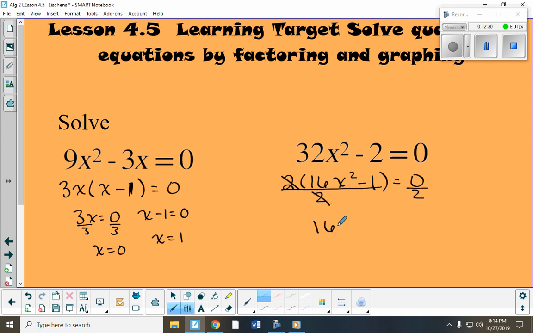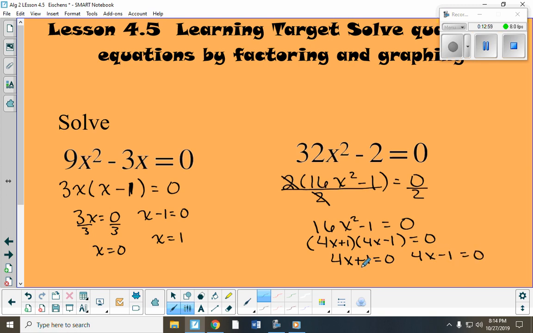So that would be 1 times 16x squared minus 1. 0 divided by 2 is 0. So when there is a constant out front, just divide that out from both sides. Now, this, if we notice, 16 and 1 are both perfect squares, so it's the difference of 2 squares. And then now we will set both of those equal to 0, and then you would solve those.